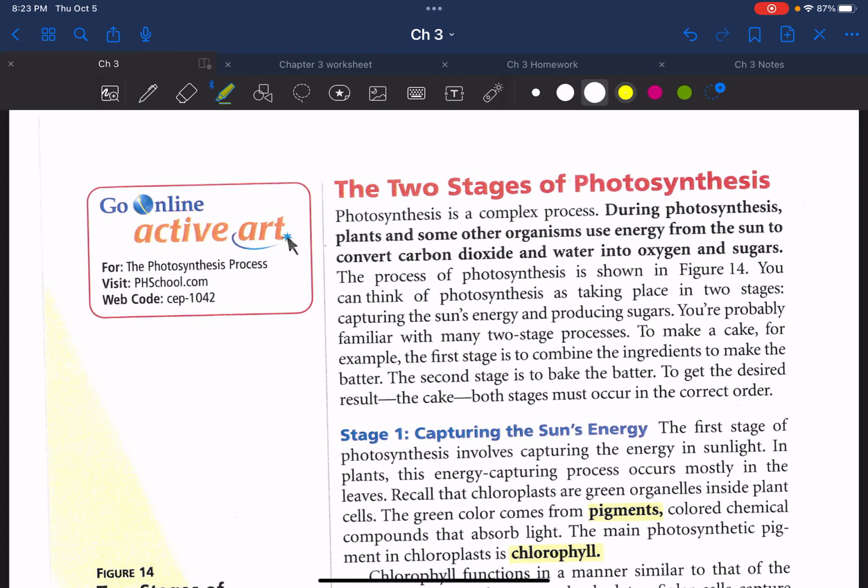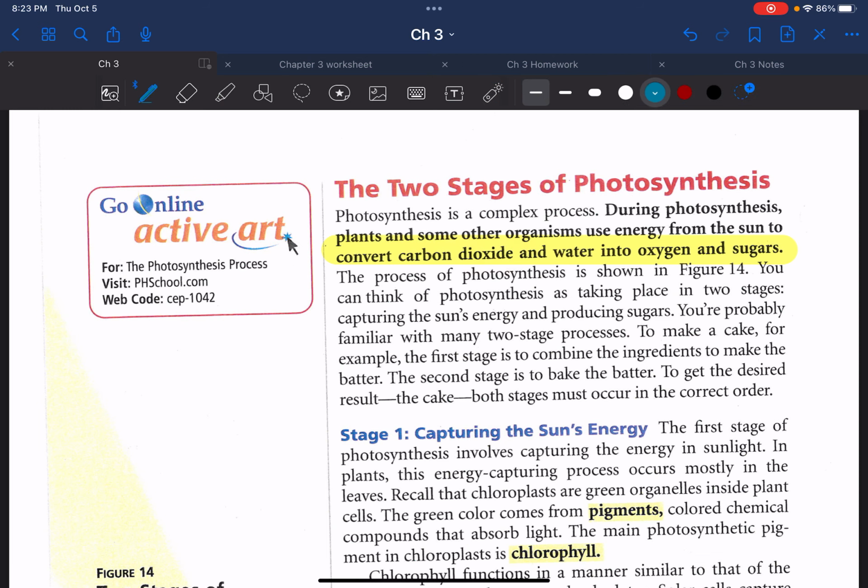Photosynthesis is a complex process. There's a lot going on, you guys. This is the simplified version, okay? During photosynthesis, plants and some other organisms use energy from the sun to convert carbon dioxide and water into oxygen and sugar. Let me make this mathematical for you. We're going to make it mathematical in a second, but here's what we've got going on.